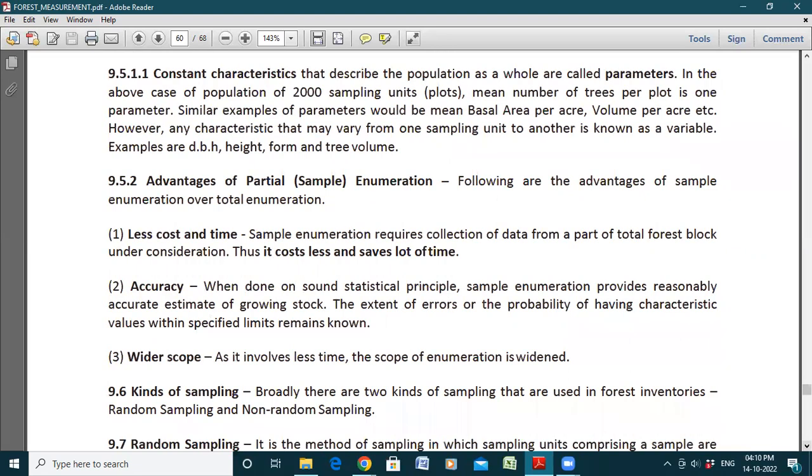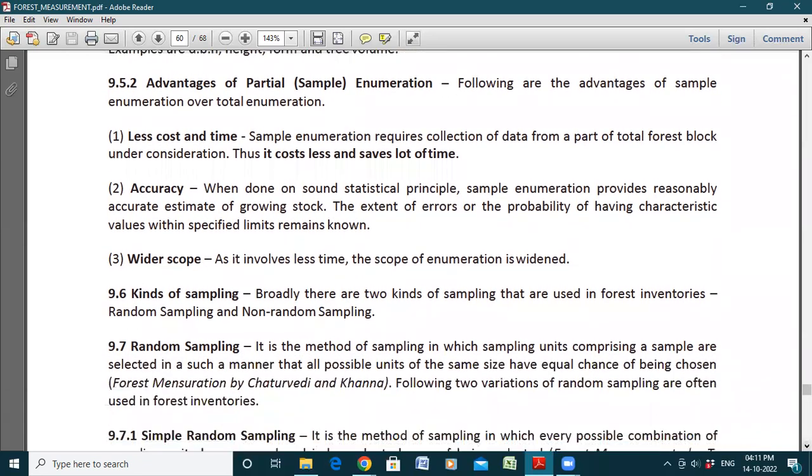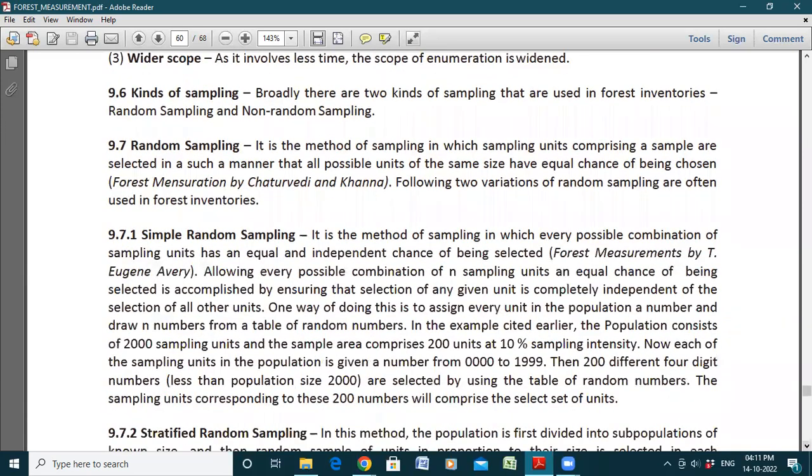Now, if we talk about the advantages of partial enumeration, we have less cost and time, accuracy is also good, and wider scope. Now, when we go for this partial sampling, we need to sample. There are two kinds of sampling used in forest inventories: random sampling and non-random sampling. Random sampling means a method of sampling in which sampling units comprising a sample area are selected in such a manner that all the possible units of the samples of the same size have equal chance of being chosen.